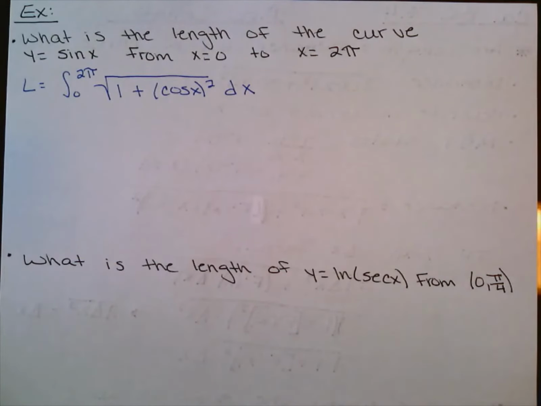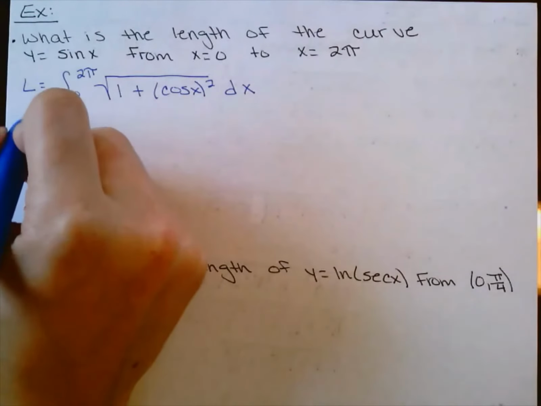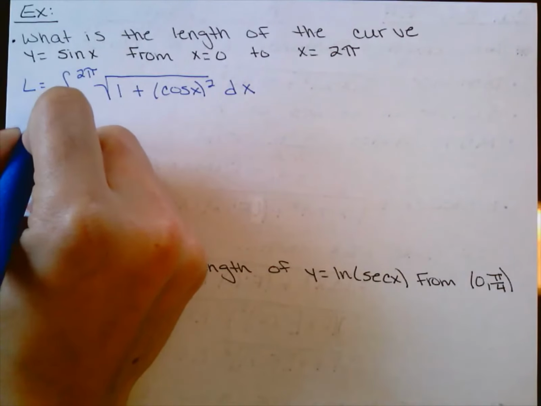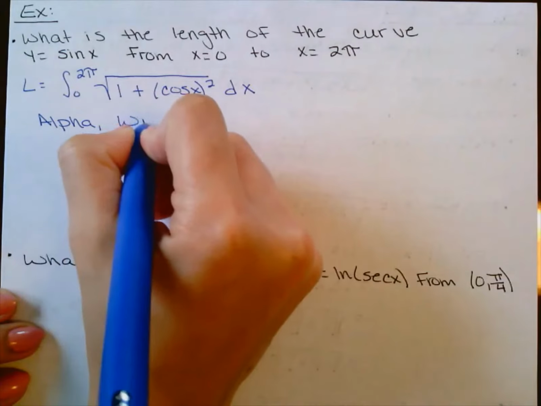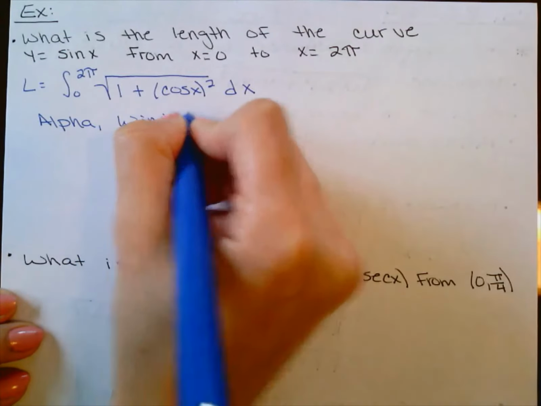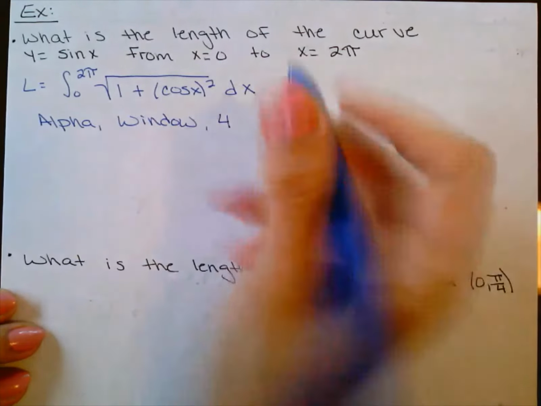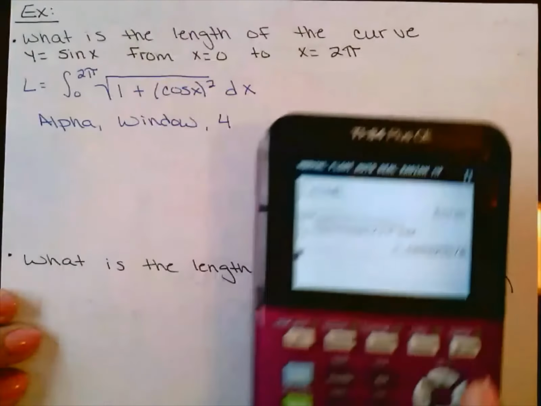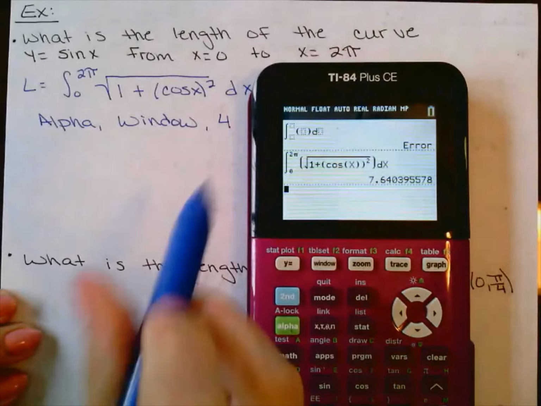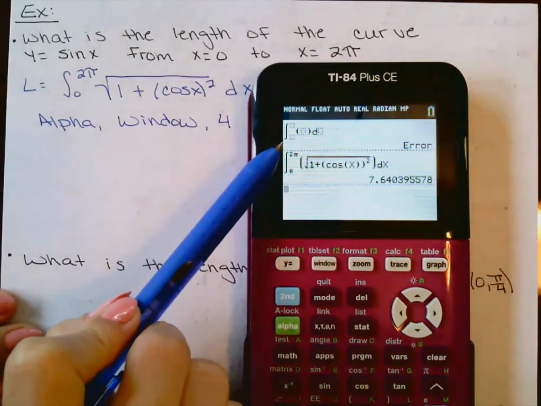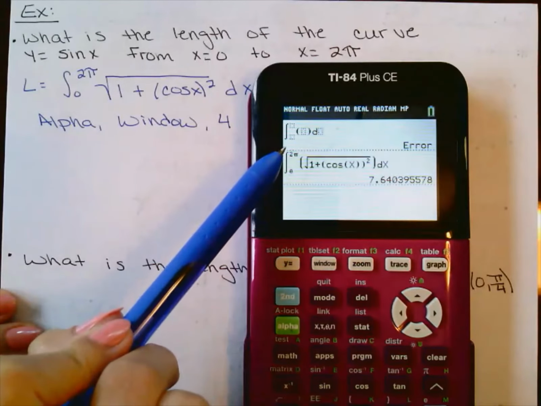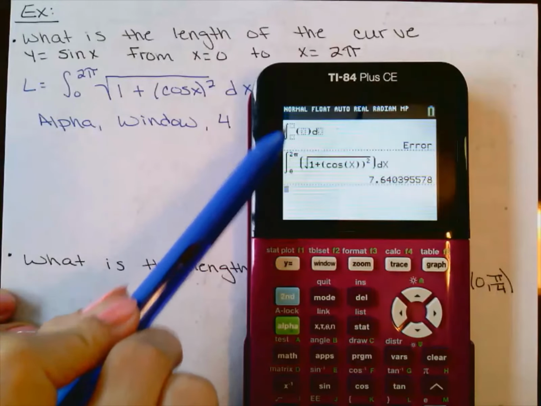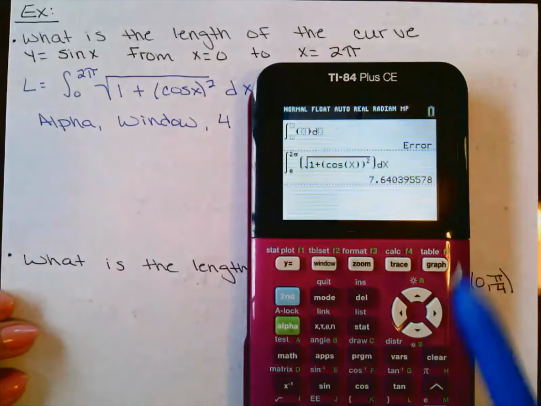Now, the way we plug that in our calculator is we need to click alpha, window, and then number 4 says an integral. When you plug that in, it gives you this notation right here. This is if you have the TI-84 Plus, okay? This is my favorite calculator. It gives you these little empty boxes for you to just plug in what you need.